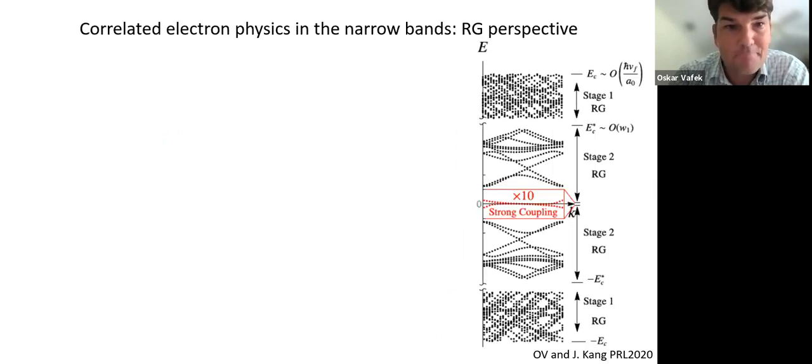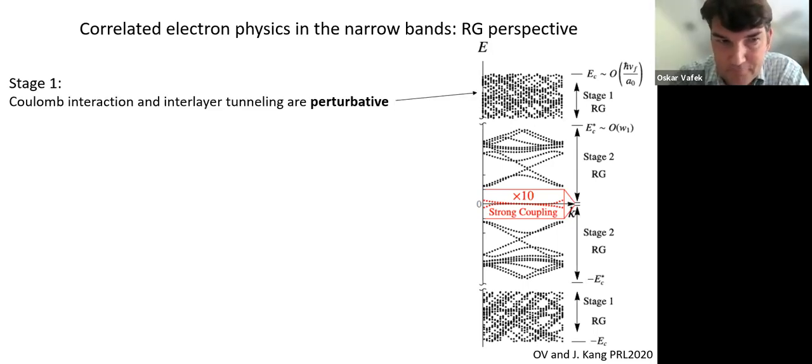Okay, so if we view this problem within the RG perspective, then we see that there are actually 3 different energy regimes. So in the first regime, the Coulomb interaction and the interlayer tunneling turn out to be perturbative. And that's sketched over here.